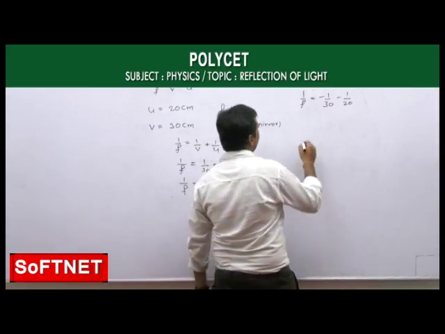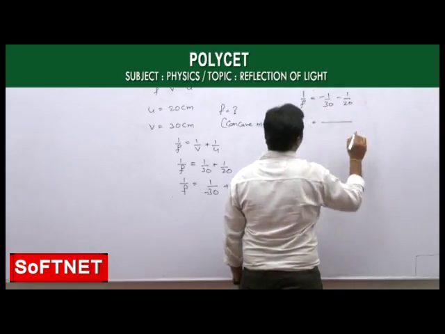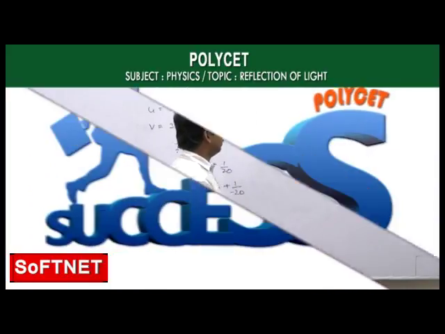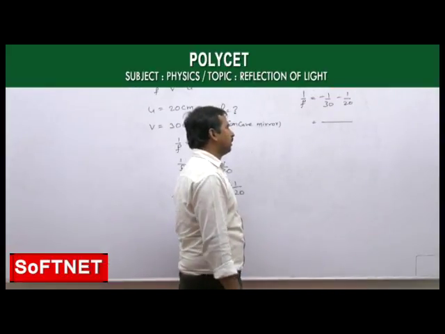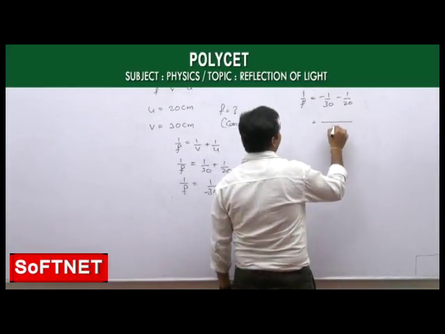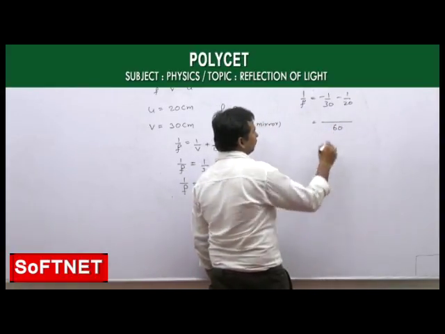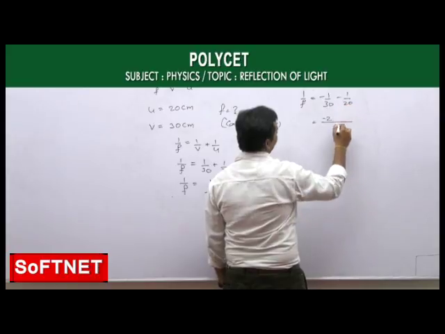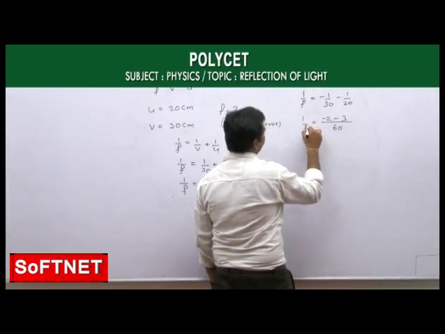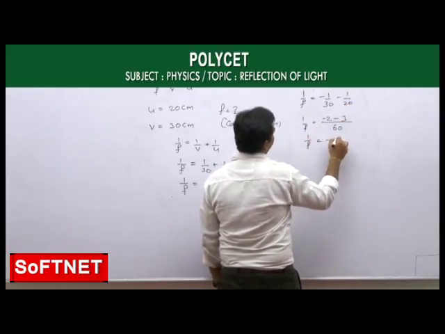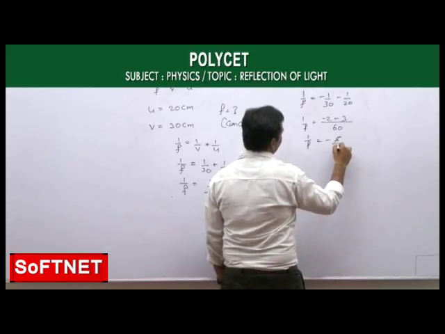Taking the LCM of 30 and 20, which is 60, we get minus 2 minus 3 over 60. Then that is 1 by f. So 1 by f is minus 5 by 60.